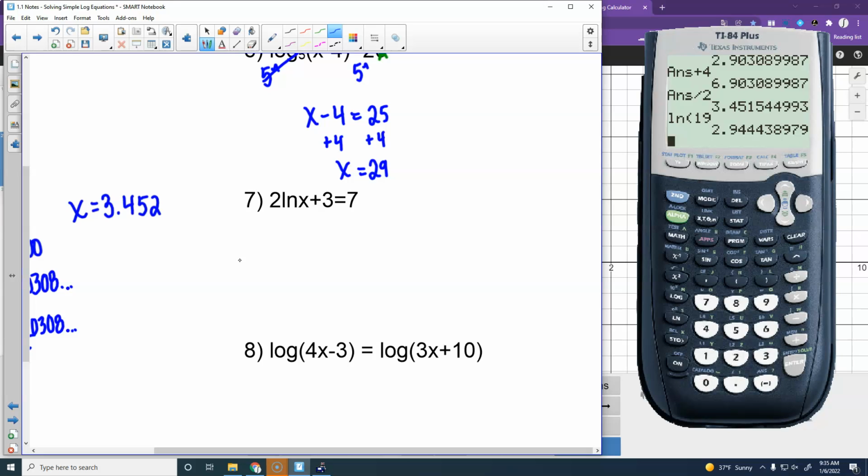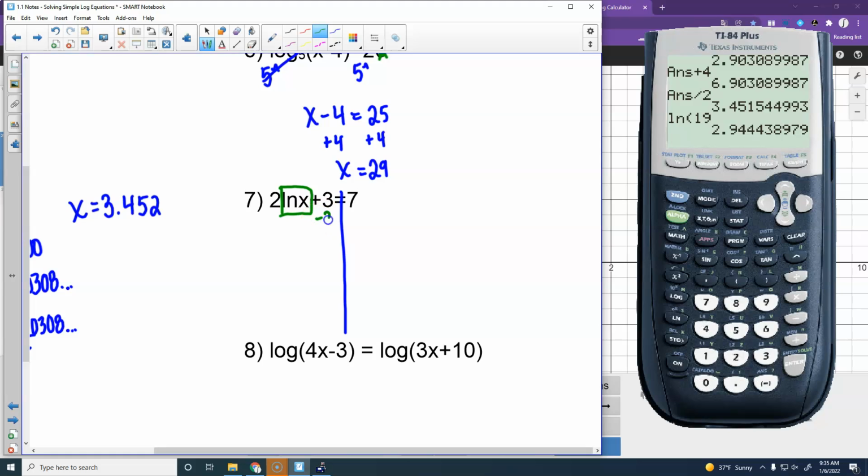Okay. 7, I've got all kinds of things over here. I got this natural log of x right here. But I got other stuff outside of that natural log of x. So I need to get rid of those things first before I try to deal with that natural log of x. Jackson, what would we do first here to try to isolate that natural log of x?